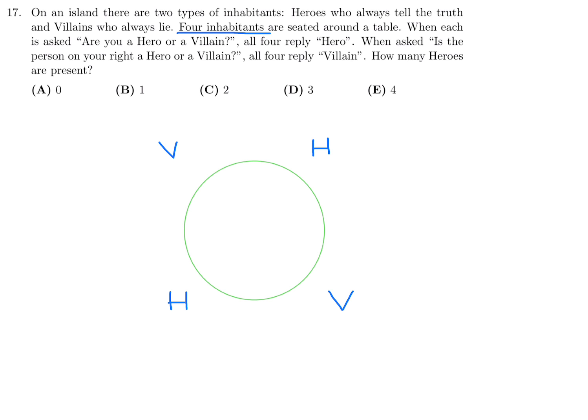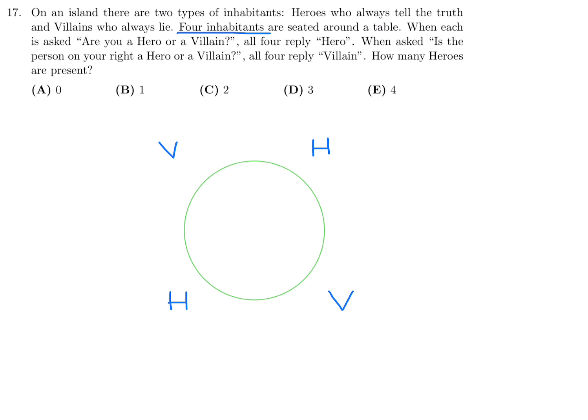If this is the seating, and first question is, are you a hero or a villain? This hero says hero because all 4 say hero. If he says hero, he's telling the truth, which is what heroes do. This villain says hero, but that's a lie, which is what villains do. And similarly, it's the same for this hero and that villain. So the first part, that question is indeed consistent with this seating.